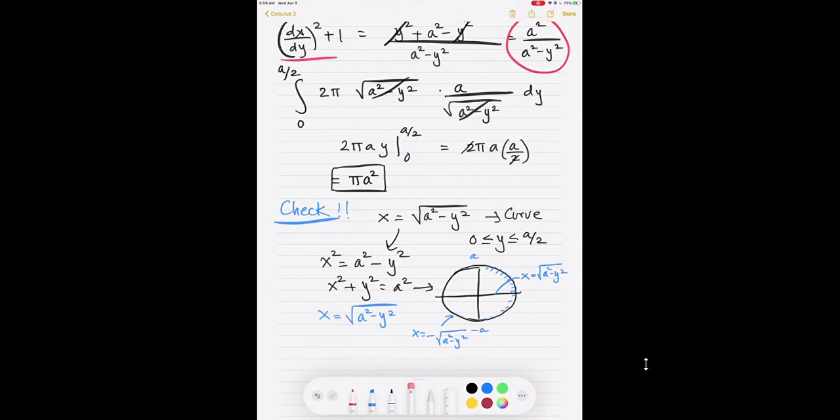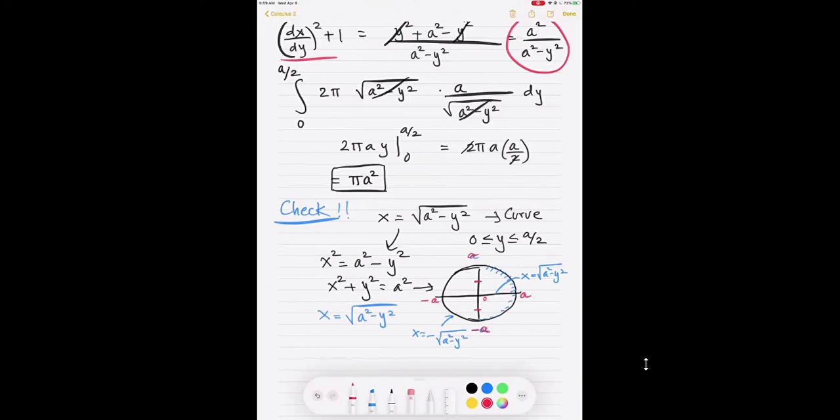So this is a, sorry. And this is negative a. Agreed? And this is negative a. And this is positive a, because this is just the radius of it. So you said 0 is less than y is less than or equal to a over 2. So you were talking about this kind of region.